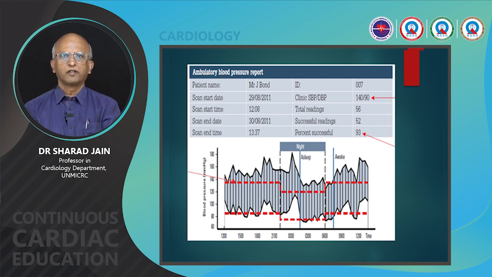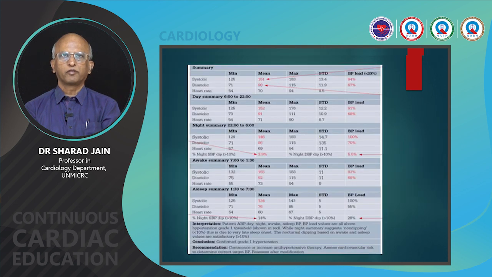Here is a reading, you see the blood pressure, the normal levels during the day and the night, and while awake, it is all above the normal range of blood pressure. Here you see that the mean blood pressure is also higher, with the red numbers, and even the daytime blood pressure is also high.